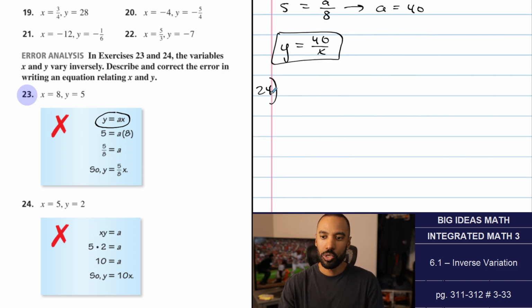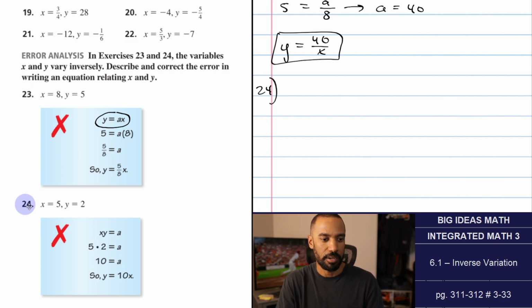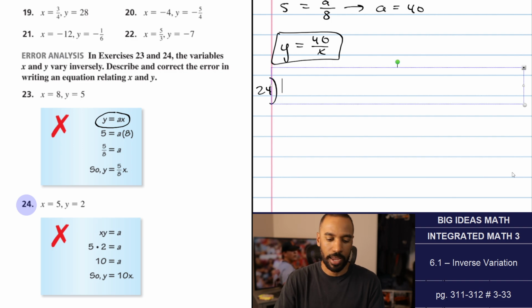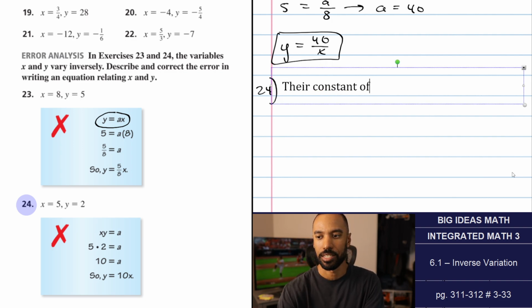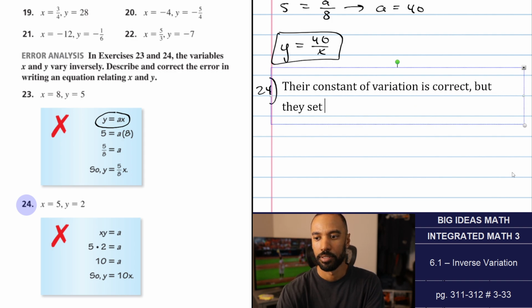Number 24, they do have a proper inverse variation setup, and look, they go straight toward the product. So I'm not mad for doing that from numbers 19 to 22. So they set it up this way, x equals 5, y is 2, there's 10, but suddenly they made it a product equation here. So their constant of variation is correct. Constant. But they set it up as a direct variation problem in the end.